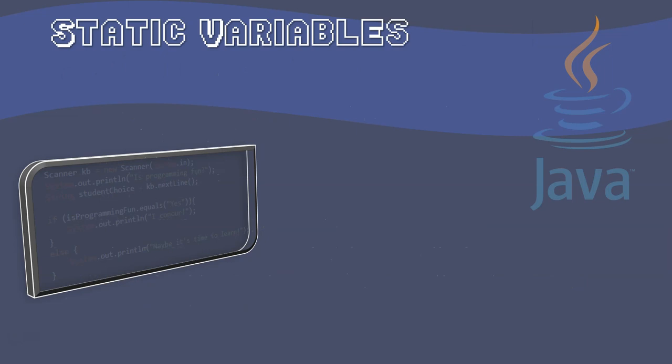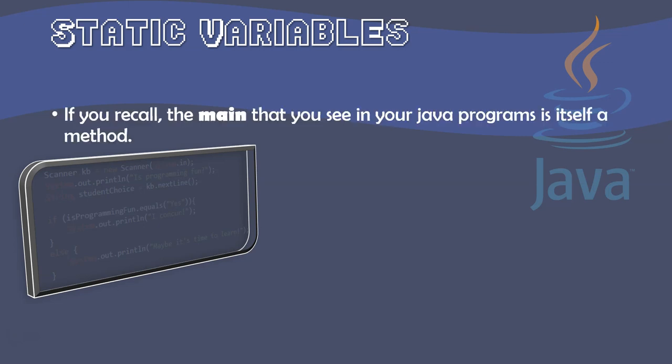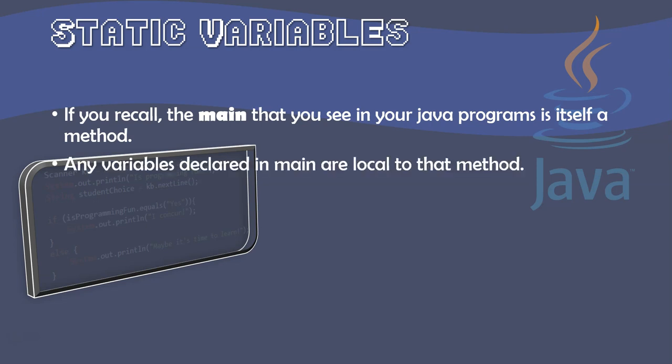But let's bring it back to our conversation about methods here and introduce this new thing known as a static variable. If you recall, in the main method that we are familiar with, you'll see in pretty much every Java program we do, other than a couple of the classes we've started doing, the term main. And this in itself is a very special method definition. It's what Java uses to identify the program that's actually going to execute the code. Now, any variables that are declared inside of main are, of course, local to that method because, again, main is simply just another method, another function that exists in your code.